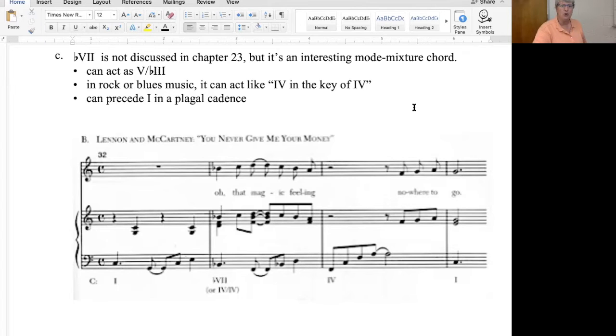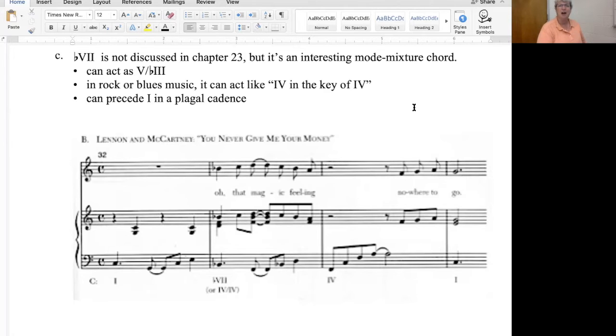The flat 7 chord is not discussed in chapter 3, but I thought that you should know about it. It's a useful mode mixture chord, and it has some interesting uses. Let's just think about what a flat 7 chord would be. If you were in the key of C major, the 7 diminished triad is B, D, F. And if you lower the 7th scale degree, B becomes B flat. And that means that the flat 7 chord would be B flat, D, F.